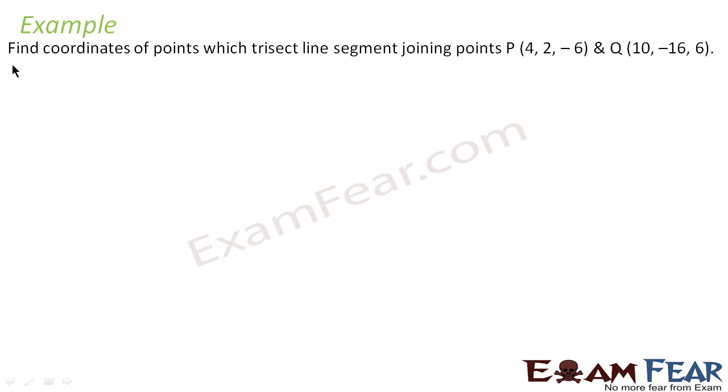Here we have to find the coordinates of the points which trisect the line joining P and Q, where P is (4, 2, -6) and Q is (10, -16, 6). Let's see what we are trying to say here.